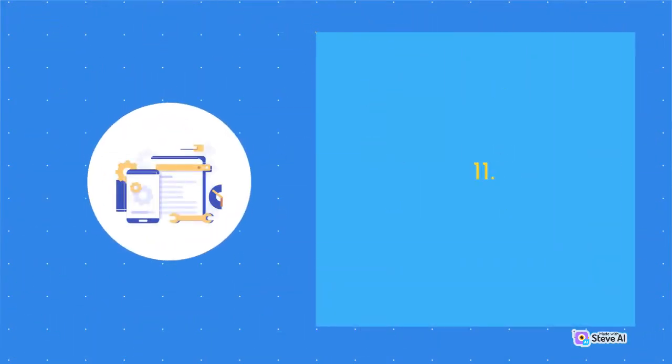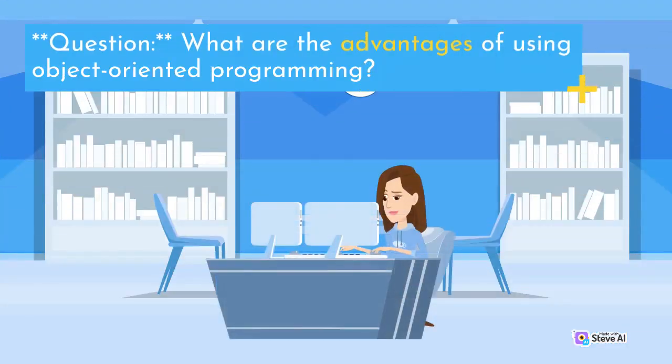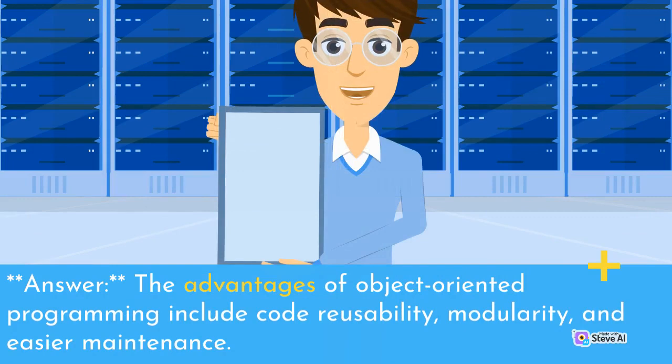11. Question: What are the advantages of using object-oriented programming? Answer: The advantages of object-oriented programming include code reusability, modularity, and easier maintenance.